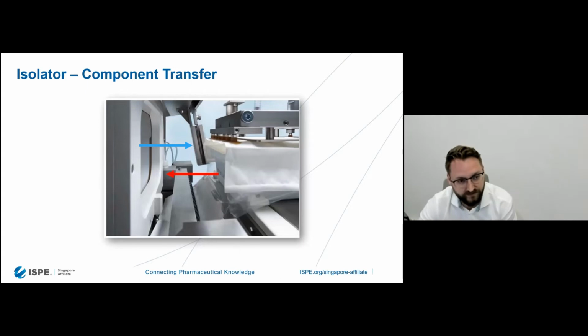So these mouse holes are designed very specifically to be as small as possible because we need to maintain the positive pressure inside the isolator and ensure that airflow is always flowing out. So it can't be too big, otherwise you have to run the isolator at a much higher rate to ensure the positive pressure stays. So these will be very dependent on, obviously, the components that you're using in that machine.